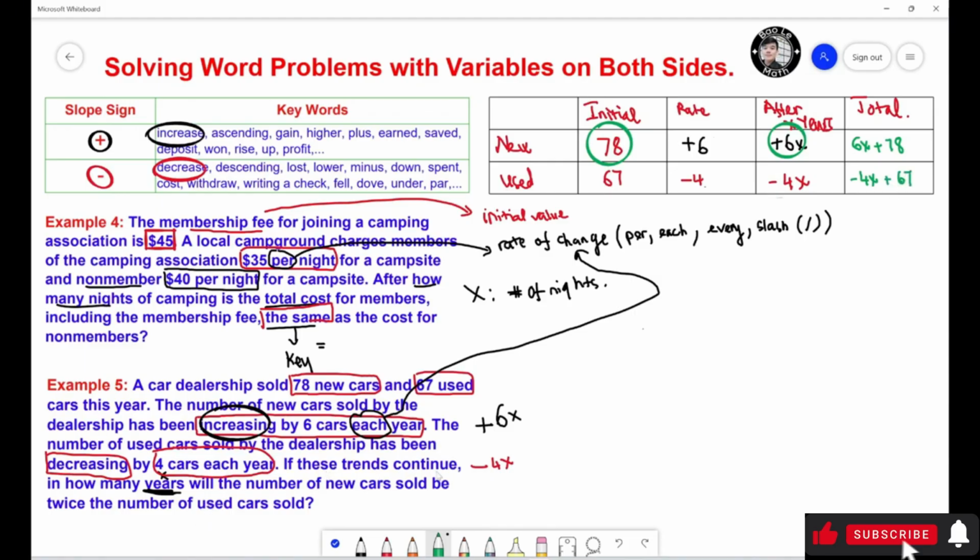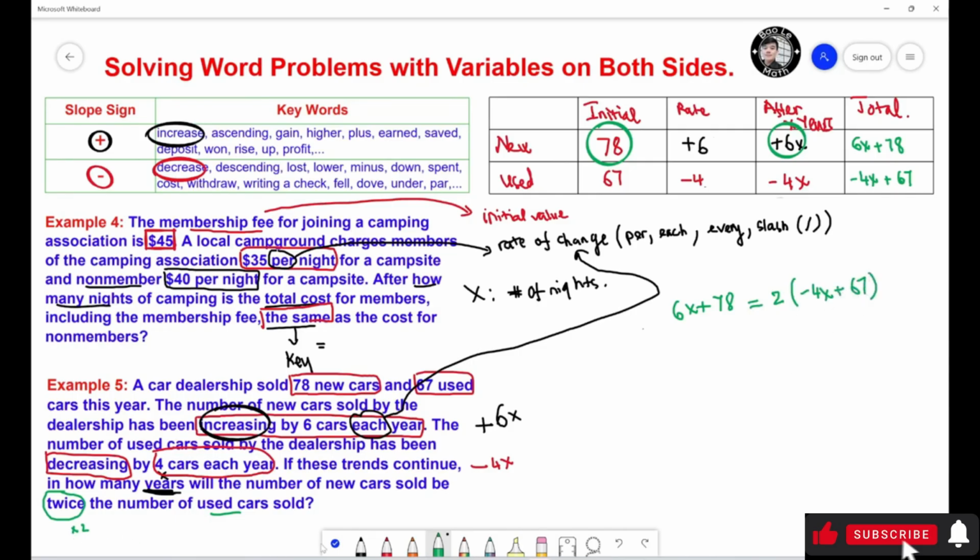Question: if these trends continue, in how many years will the number of new cars sold be twice the number of used cars? Twice means double, which means multiply by 2. Multiply by 2 the number of used cars. So new car double used car. New car right here, 6S plus 78 equals 2 times negative 4S plus 67.